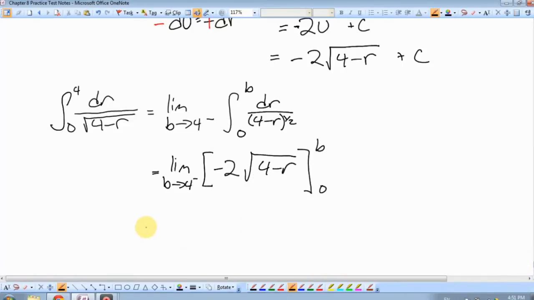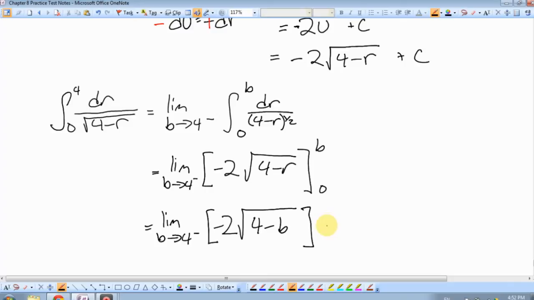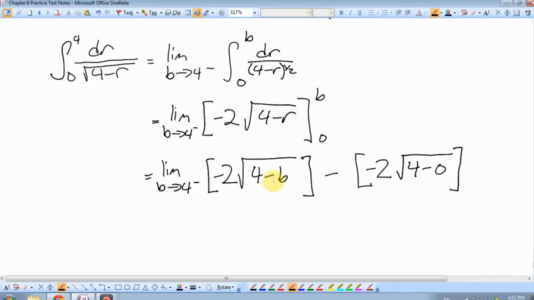We're almost done. b is going to approach 4 from the left. Do I have any problem plugging in b now? No. This gives me 0.